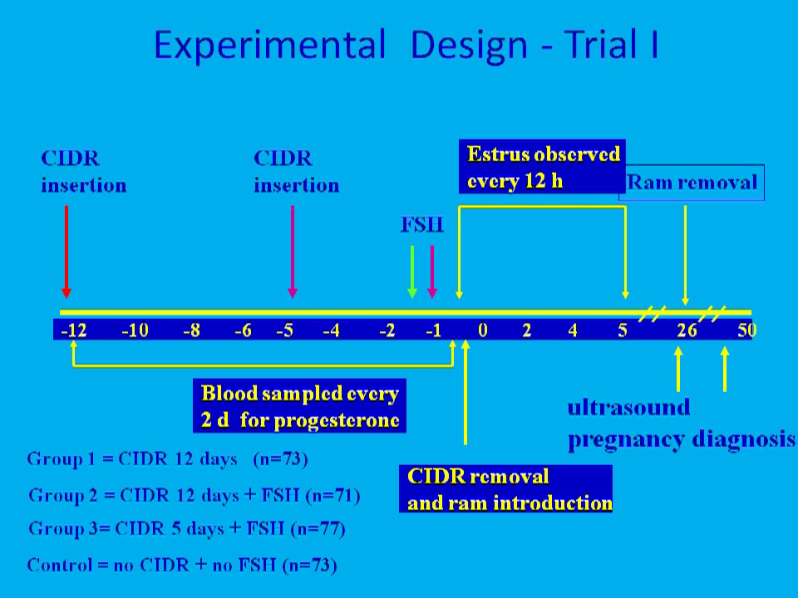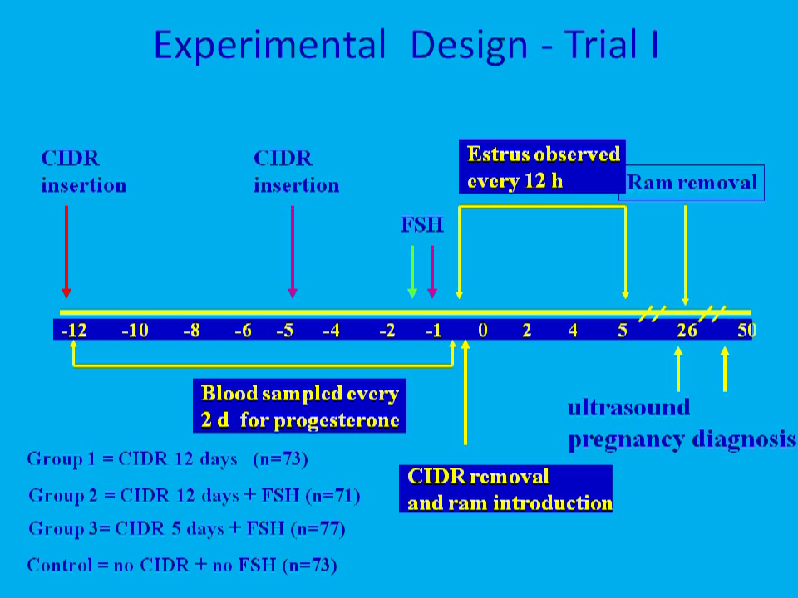So we set up a group with only 5 days of the CIDR. 12 days versus 5 days. That's the first part of the design. The second part was to see whether we could increase ovulation rate in these out-of-season ewes, because we know that ovulation rate peaks in October and November in the northern hemisphere. And we wanted to see if we could increase ovulation rate in these ewes and thereby increase litter size and make it more profitable. So those are our two treatment interests.